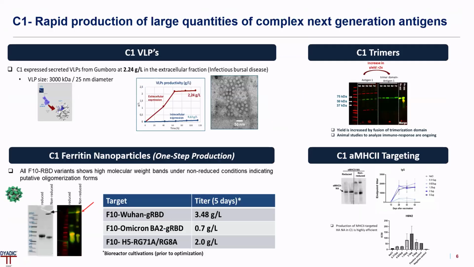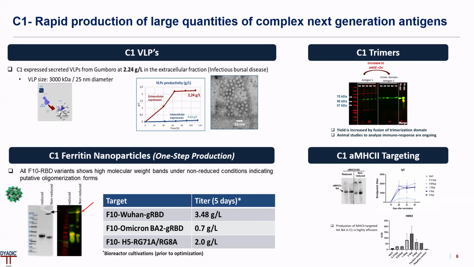So one of the advantages of the C1 cell line is not just the hyperproductivity and the speed, but the complexity of the types of proteins it can produce. We've produced VLPs, in this case, Gumburo at 2.24 grams per liter in 7 days. We've produced C1 trimers for the hemagglutinin. We've had H1, H5, H7. You can see on the bottom, we had produced a fusion protein, an MHC2 targeting protein.